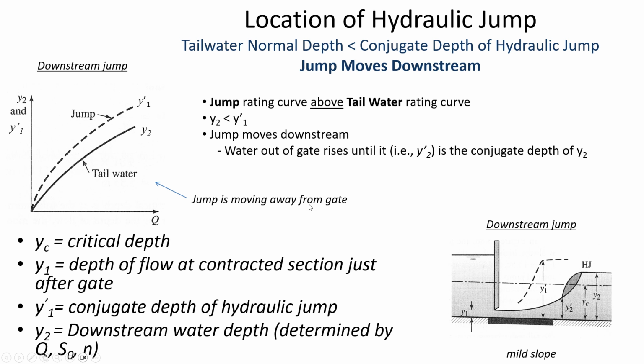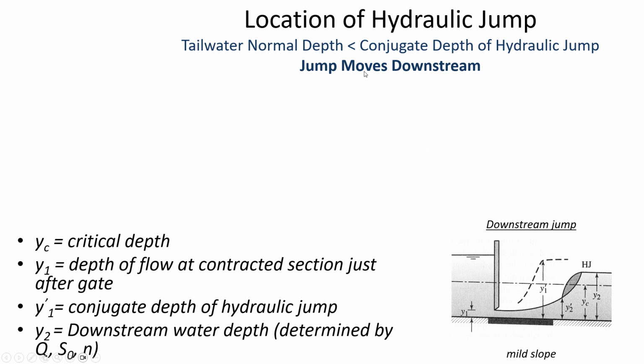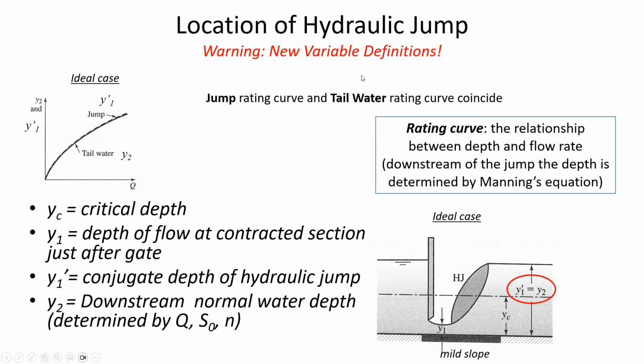So the opposite of this is that the jump moves upstream rather than downstream. Just to set the stage, this is the perfect hydraulic jump, where the jump occurs immediately. It can either do this, or the jump can be further away from the gate or closer to the gate. For it to be right after the gate, the tailwater curve and the jump rating curve are on top of each other. And what that means is, by coincidence, the normal depth downstream equals the conjugate depth of the hydraulic jump.